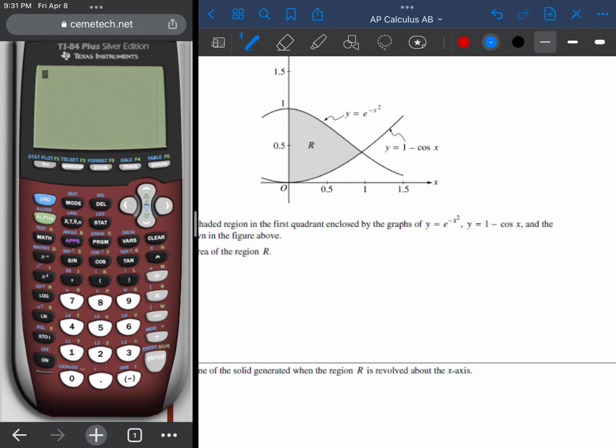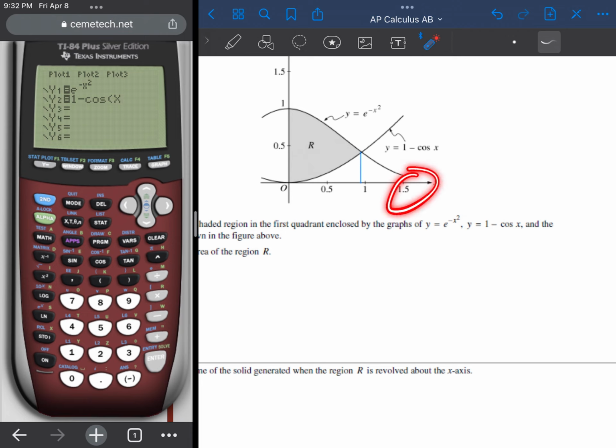So this is going to be top minus bottom, but the problem is that we don't know this intersection. That intersection doesn't look like it's exactly 1, so I'm going to have to graph that. If I come over here to my calculator, I'm going to enter these functions. I'll do the e to the x first, so e to the power of negative x squared. And then the next function is 1 minus cosine of x. I did hit cosine of x. Good. And it looks like our window should be at about 1.5.